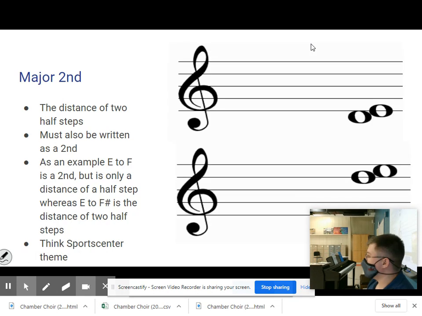Our major second is the distance of two half steps. So it's twice as big. It must also be written as a second, but it has to be a major second. So it specifically has to be two half steps in distance.